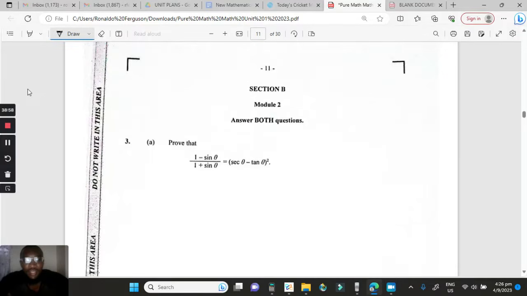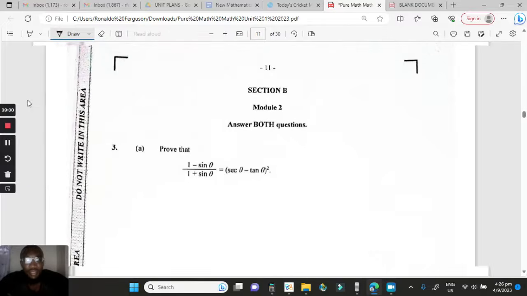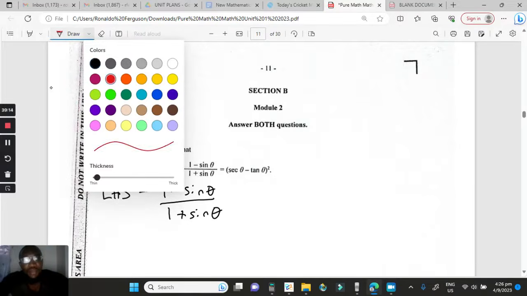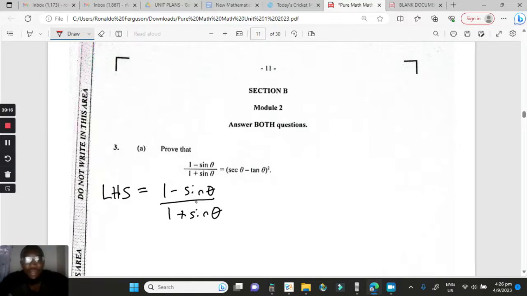Module 2, it says we need to prove this trigonometric equation here. We're doing a trigonometric proof, we always start from our left hand side. 1 minus sine theta over 1 plus sine theta. Anytime you get something like this where you notice that the conjugate of the numerator is in the denominator, just rationalize. So multiply by the conjugate of the denominator.